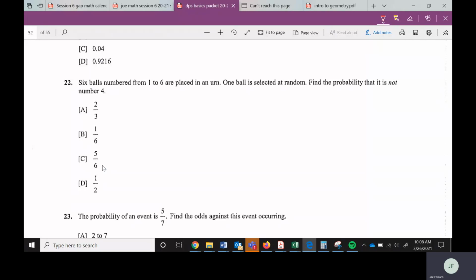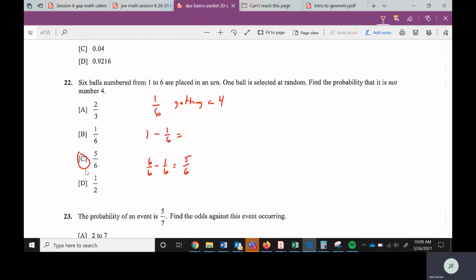The way they're kind of looking at you to do this problem is, and I'll show you both ways. We could find the probability of getting a 4. If they're 1 through 6, there's only one 4 in there out of 6. So that's the probability of getting a 4. Then use the complement. 1 is the same as 6 over 6, and you would get that as an answer.